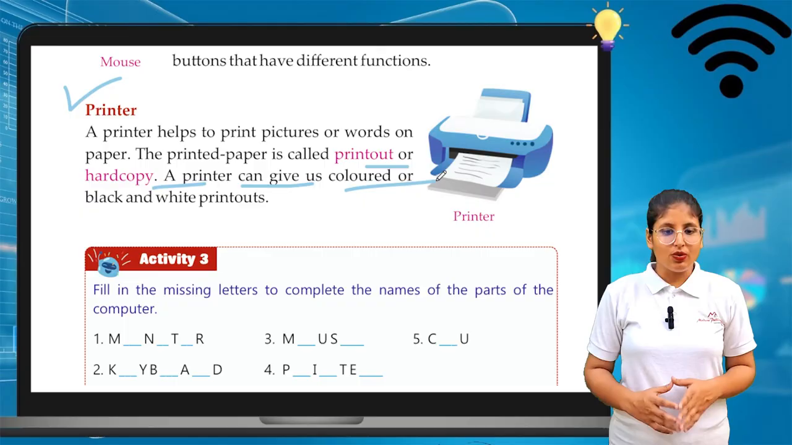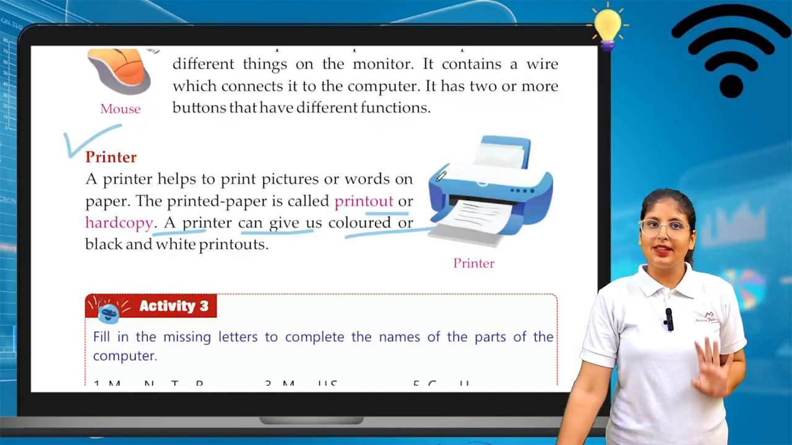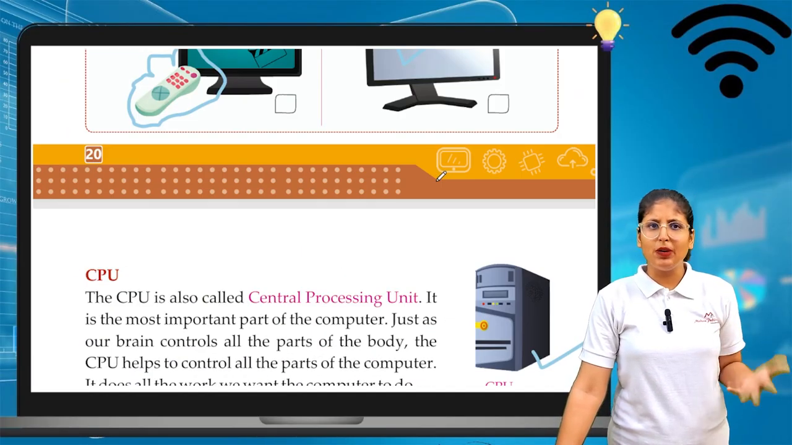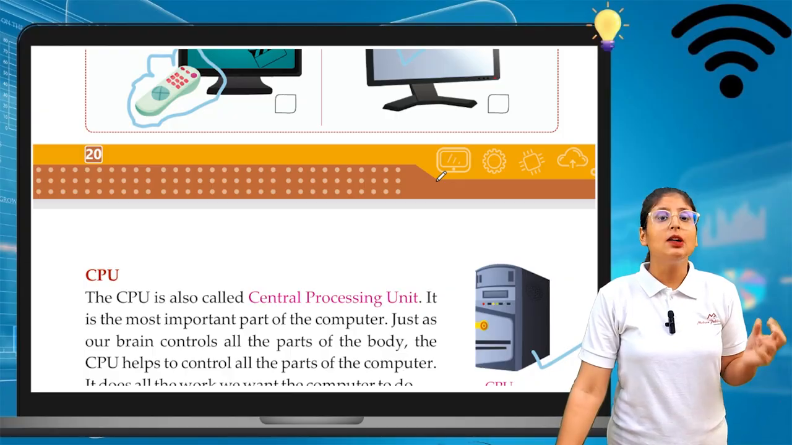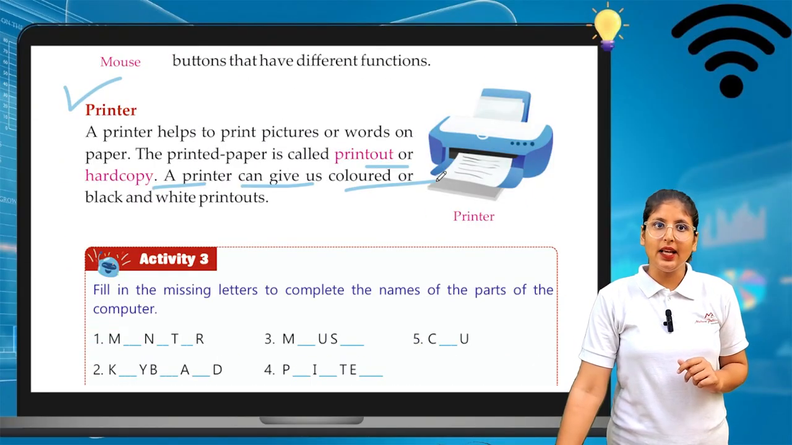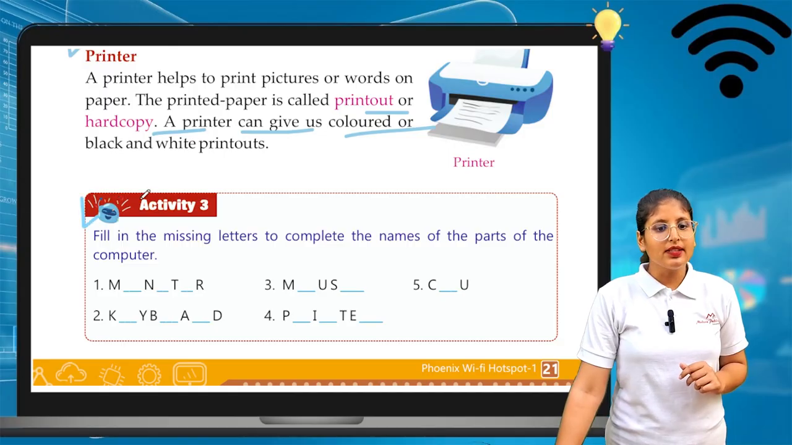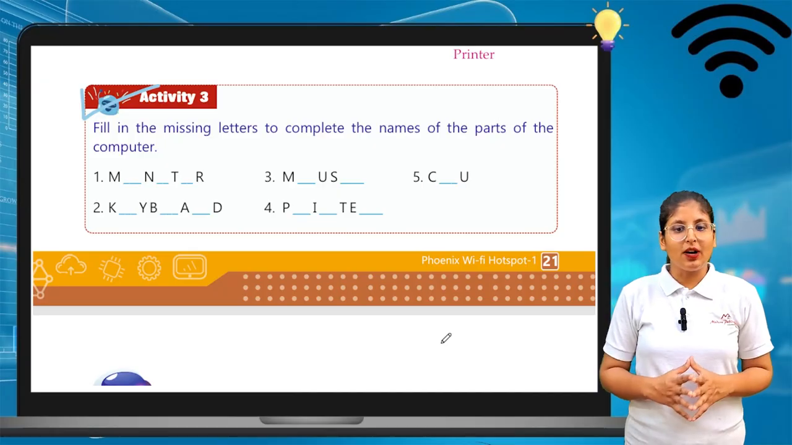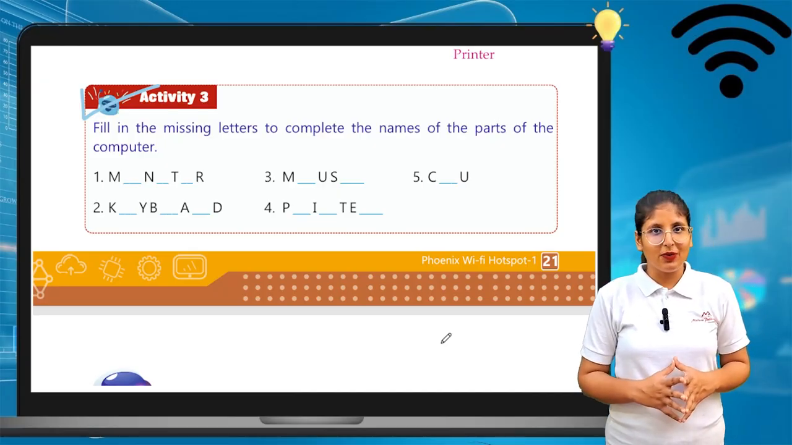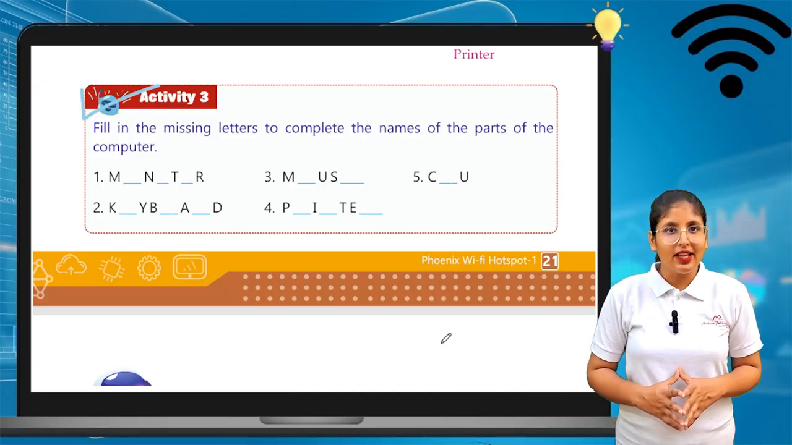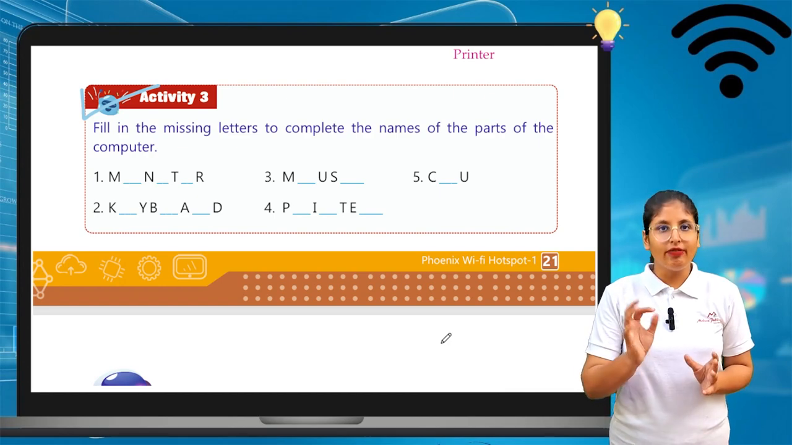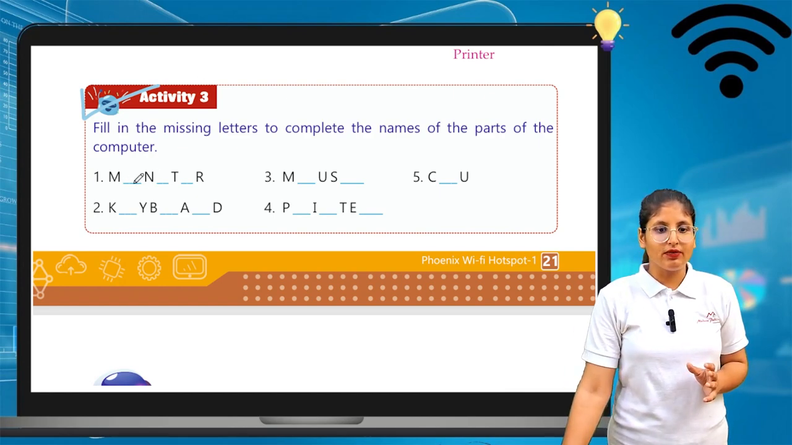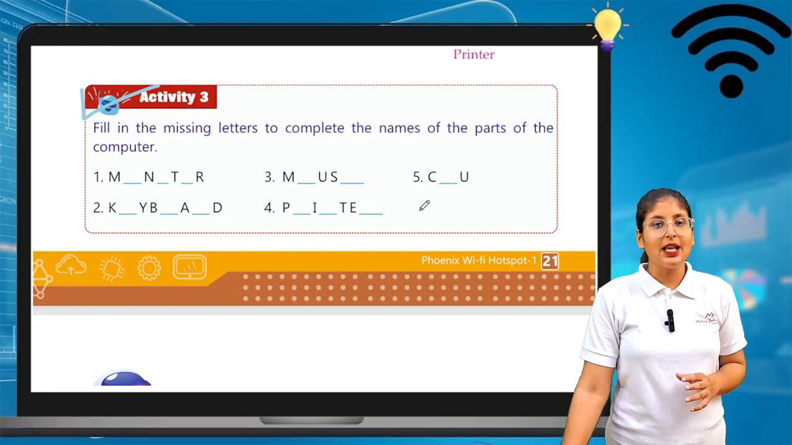Okay, now I'm hoping this is also clear: printer, mouse, CPU, computer and monitor. Now there's an activity for you. Fill in the missing letters to complete the names of the parts of a computer. Here we can fill in the names. First is the monitor. Second is the mouse. Third is the CPU. Fourth is the keyboard. And fifth is the printer.